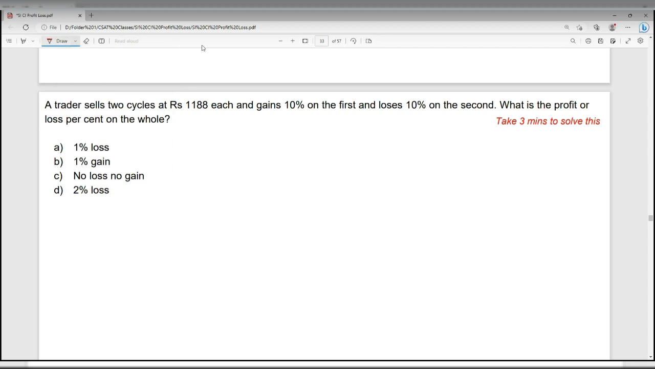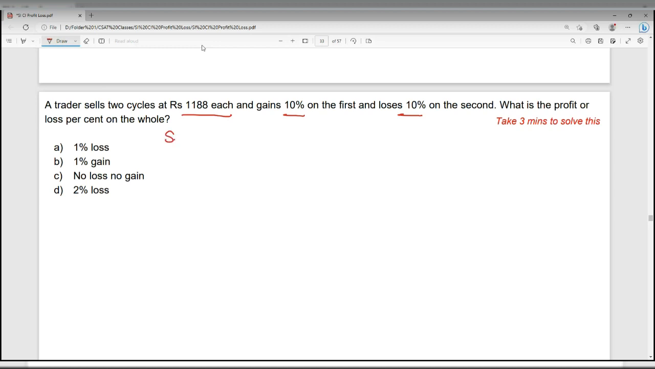So what they're saying is a trader sells 2 cycles at 1188 each, gains 10% on the first, loses 10% on the second. What is the profit or loss percent on the whole? So there are 2 cycles, and the cost prices of the 2 cycles are different. But he has sold both the cycles for this amount. For one cycle there is a 10% profit, and for another cycle he's incurring a 10% loss. So they're asking what is the profit or loss percent as a whole.